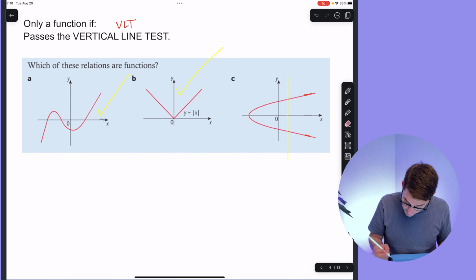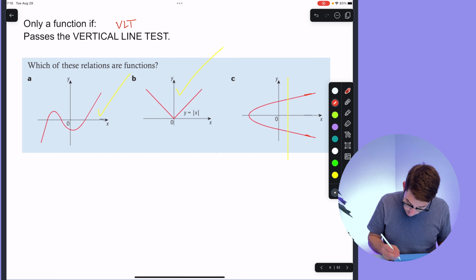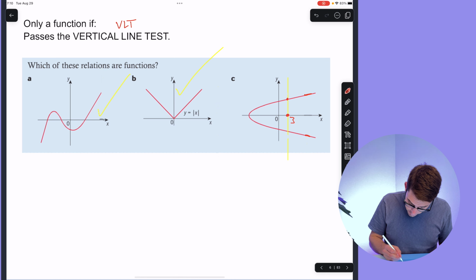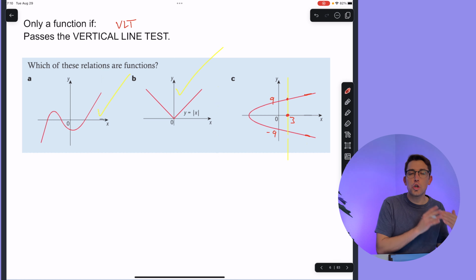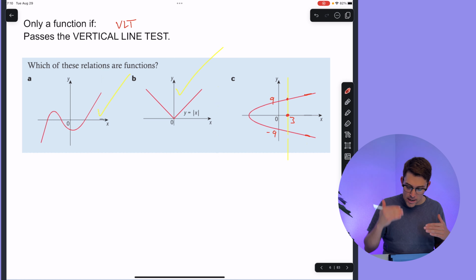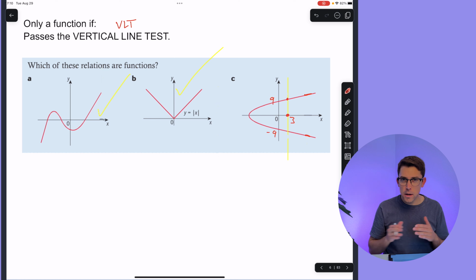So if, for instance, let's just say this is 3, and this is 9, and this is -9. You can see that we have one input, the 3, mapping to two outputs, 9 and -9. So that is a one-to-many. That is not a function. It fails the vertical line test because it crosses this graph more than once, in this case twice.